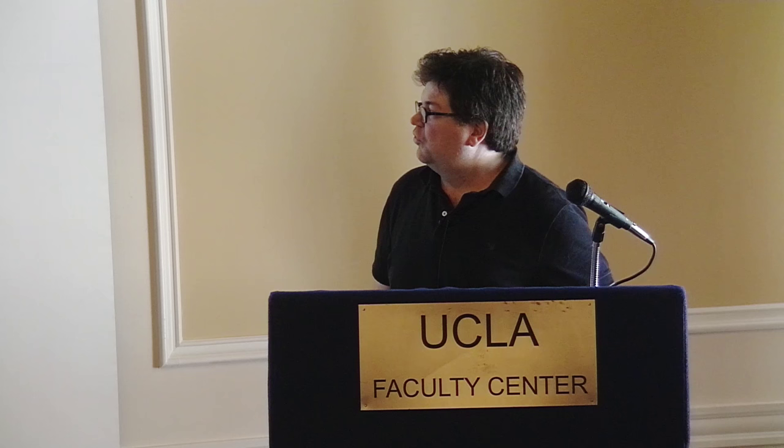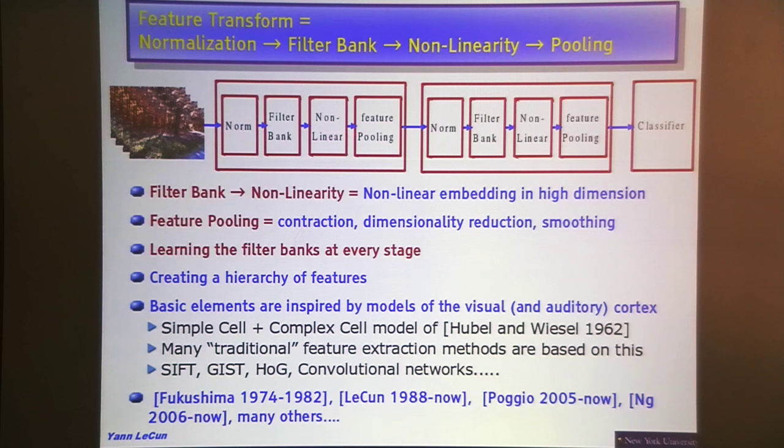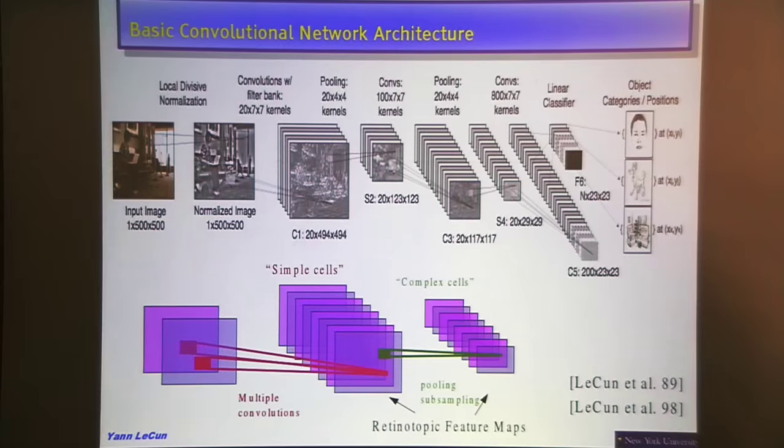This whole architecture is actually inspired from biology, from classic work in biology by Hubel and Wiesel in the 60s. And many classical feature extraction modules in computer vision, like SIFT and GIST and HOG and things like that, are actually very much inspired by this as well. Okay, so let's go into the detail of convolutional nets for the special case of images here, but we could also apply this to other types of signals.